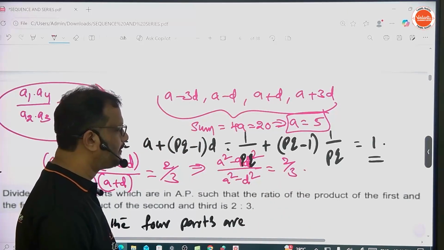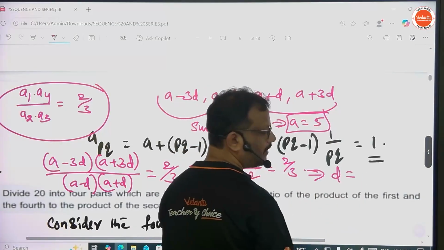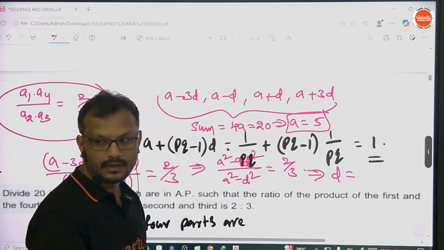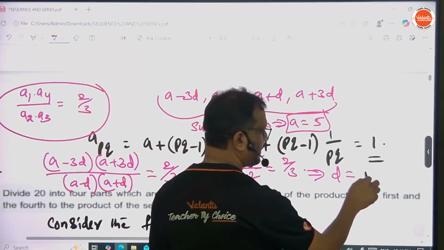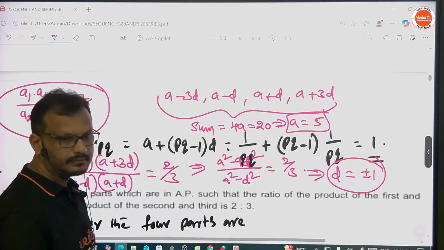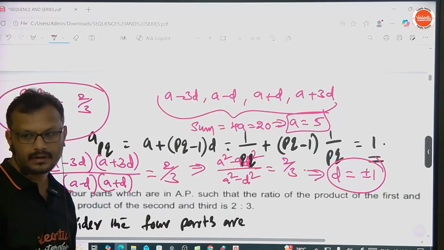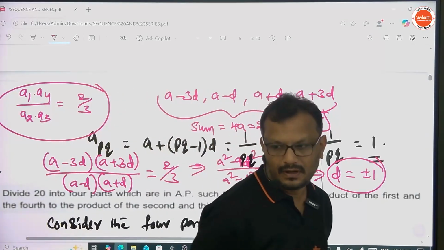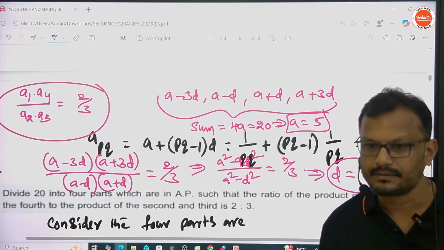Tell me what is the value of D now from here? 1 or minus 1? Both can be. So D will be plus or minus 1. If you take plus D, what will happen? If you take minus D, what will happen? The order of the sequence might be different, but the numbers will be the same only.